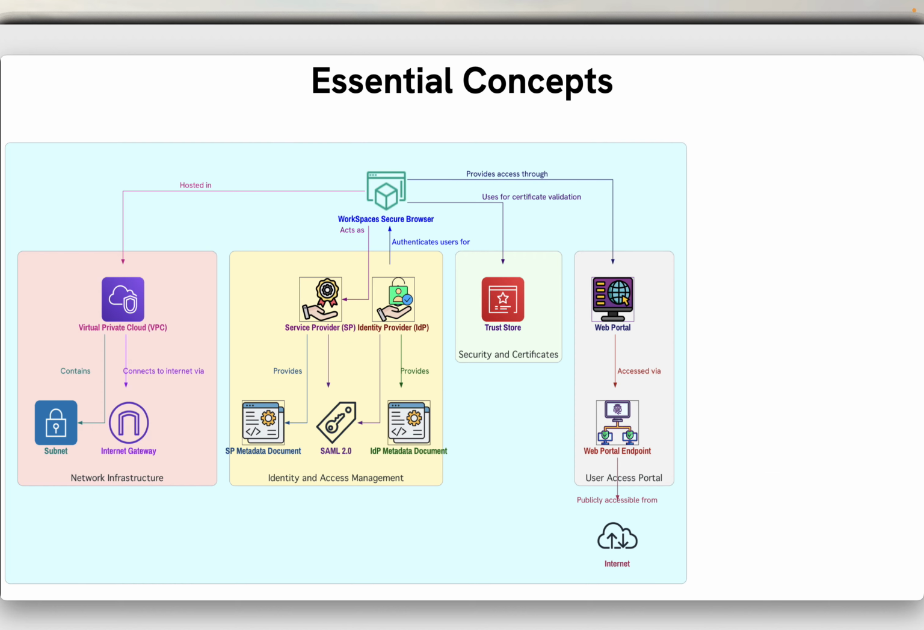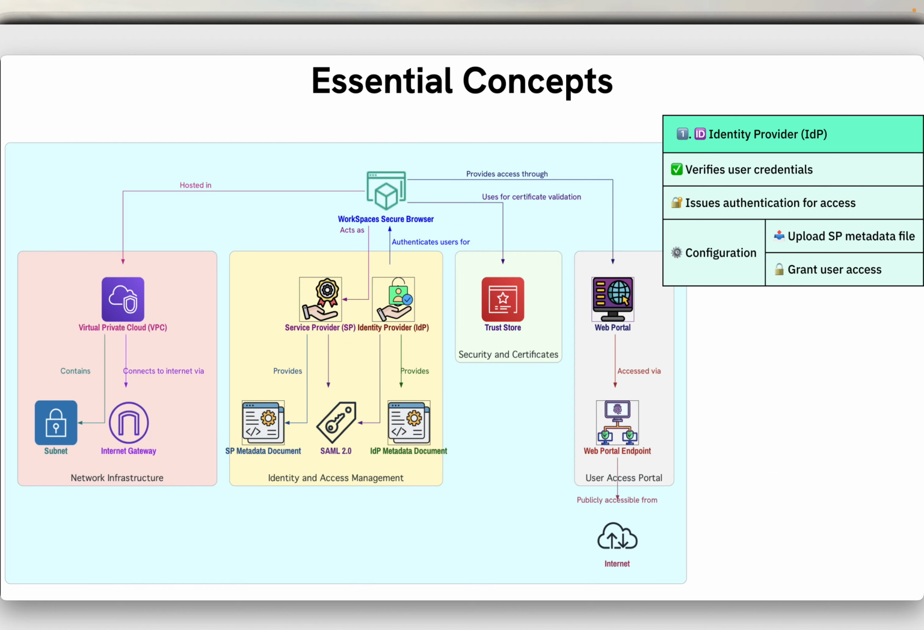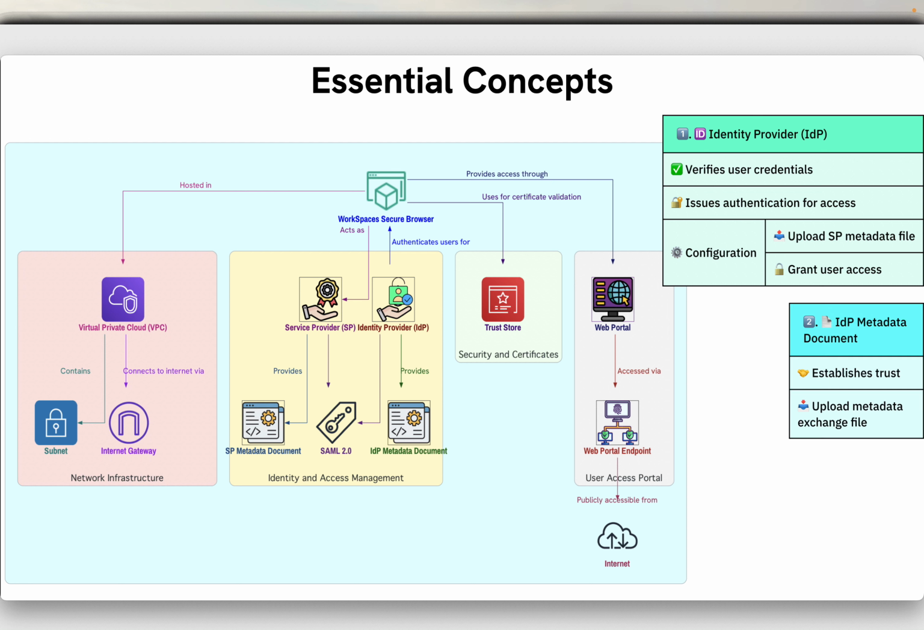Now we'll see the essential concepts. First is identity provider. This verifies user credentials and issues authentication for access. You can configure your existing IDP with WorkSpaces Secure Browser by uploading a service provider metadata file and granting user access. So this is the first step. Then IDP metadata document. This is required by WorkSpaces Secure Browser to establish trust. You upload a metadata exchange file from your IDP to add this information.